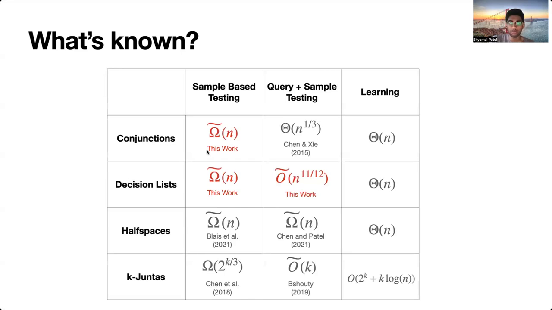And then finally, we show that if you're only allowed to get samples and you can't make queries, then even for conjunctions, you can't beat learning by more than a logarithmic factor. And the same holds for decision lists as well.